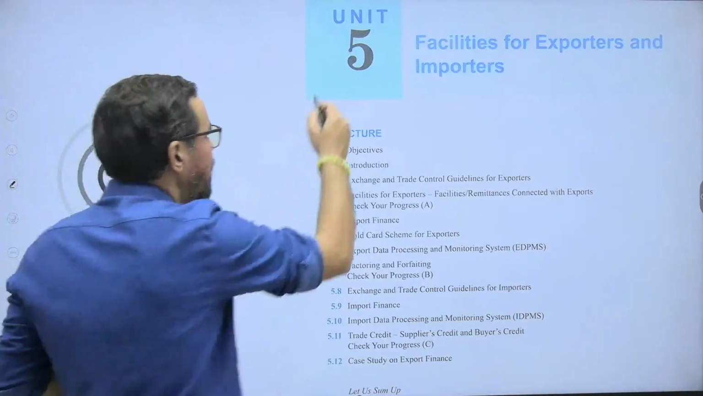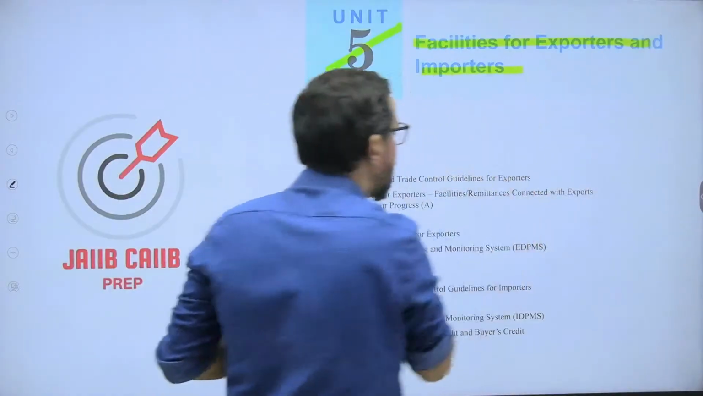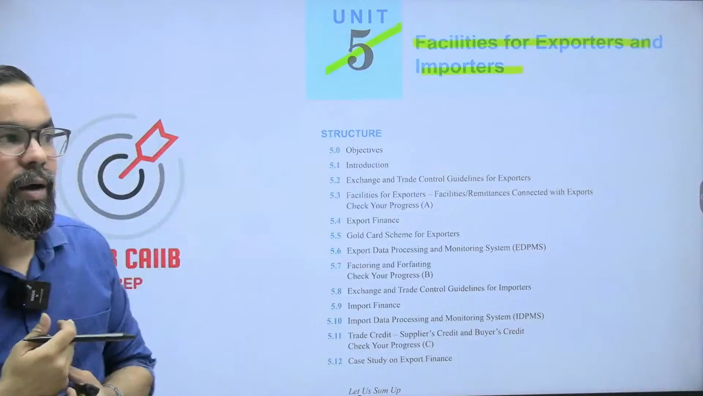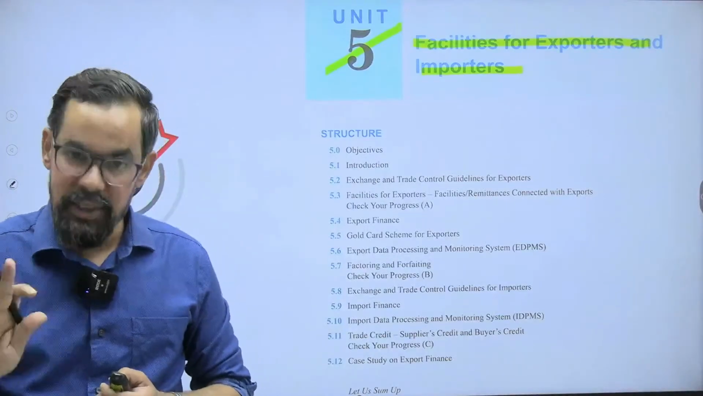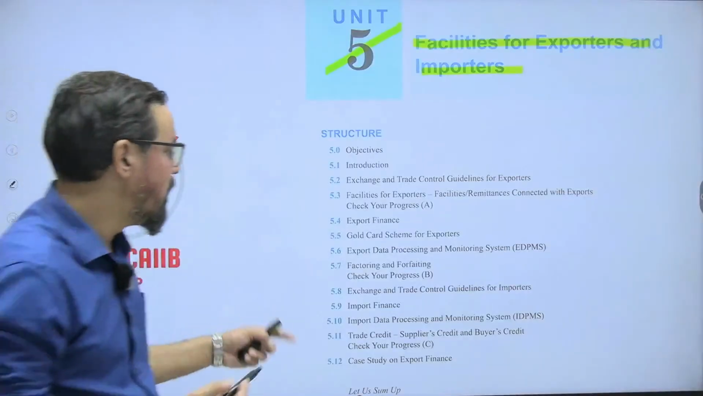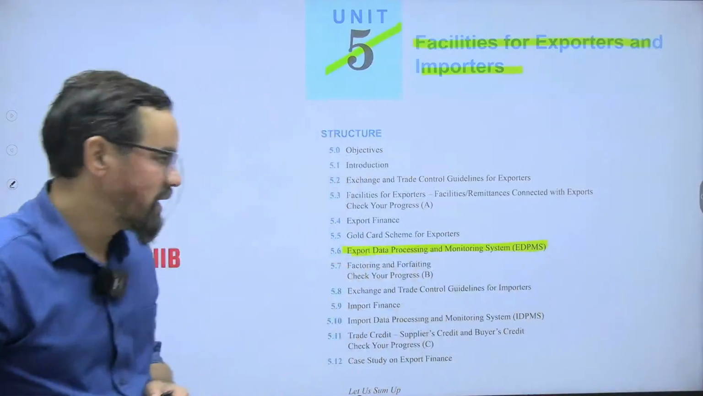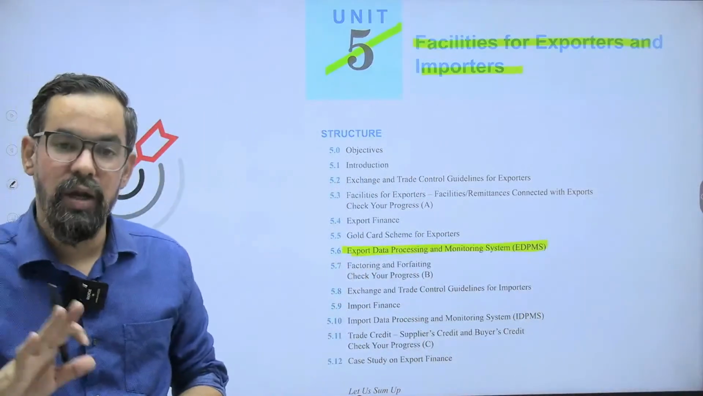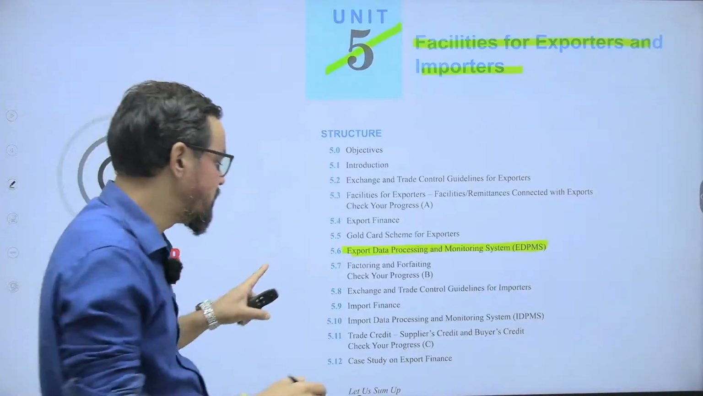Now the next one, unit 5. So facilities for exporters and importers. Okay? So here we have some important areas: export credit, import credit. That is a very important area. So many times you'll see questions around this one, and even this export data processing and monitoring system and import data processing and monitoring system. This got asked in your previous examination itself.